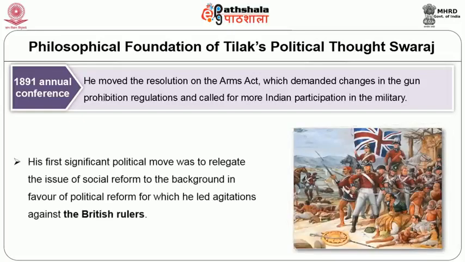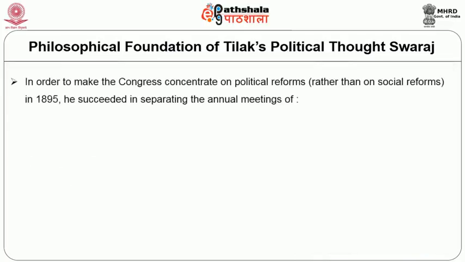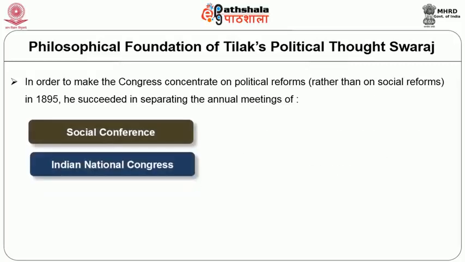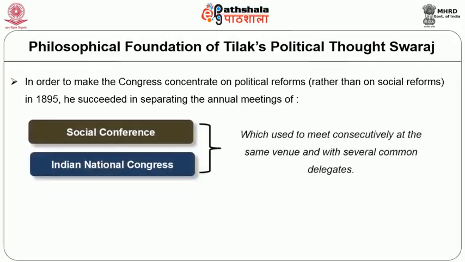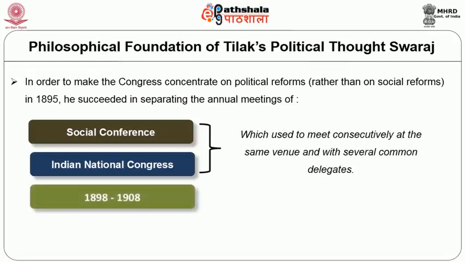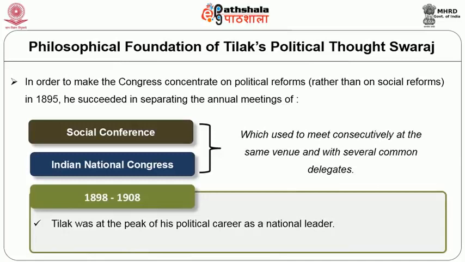His first significant political move was to relegate the issue of social reform to the background in favor of political reform, for which he led agitations against the British rulers. In order to make Congress concentrate on political reforms, in 1895 he succeeded in separating the annual meetings of the Social Conference and the Indian National Congress, which used to meet consecutively at the same venue with several common delegates. From 1898 to 1908, Tilak was at the peak of his political career as national leader.